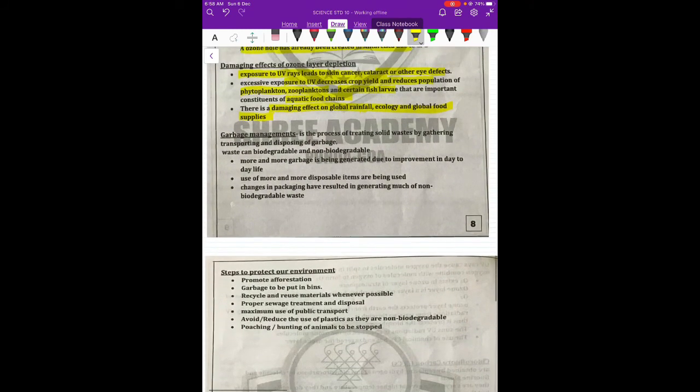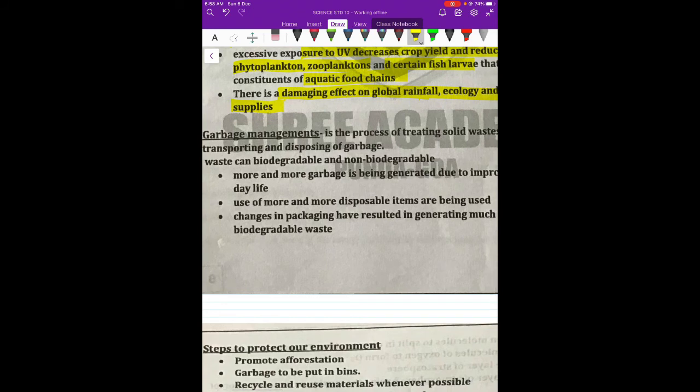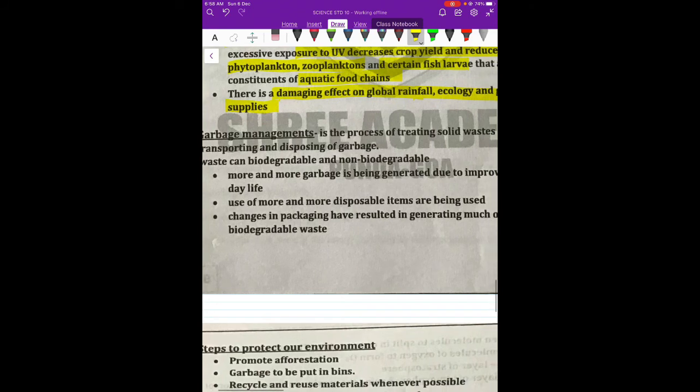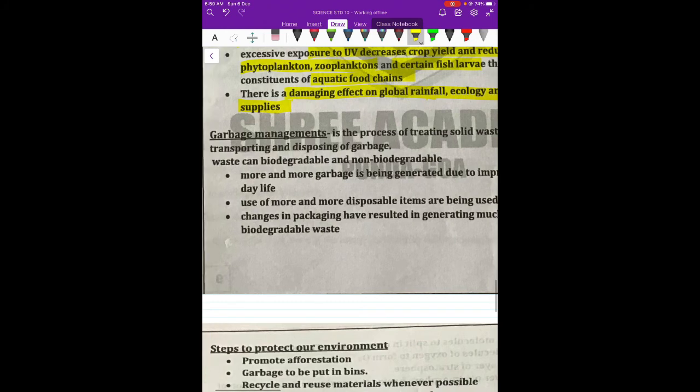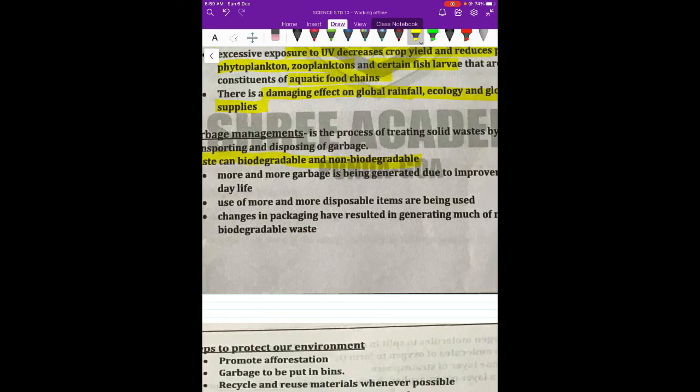Now comes, in the last, garbage management. So what does garbage management mean? Nowadays it has become of great importance, because every day we are producing more and more garbage because of our lifestyle. So to transport, to dispose, and ultimately to convert this garbage into more useful products is called garbage management. Biodegradable waste can easily be converted, but what about non-biodegradable waste? These are also being planned to be used more effectively.